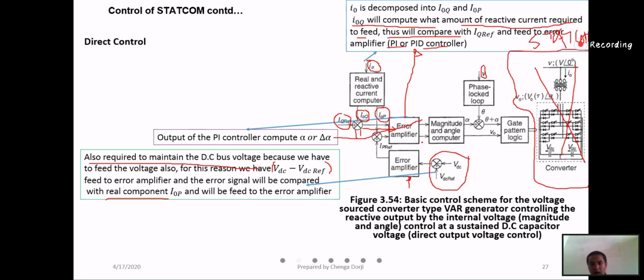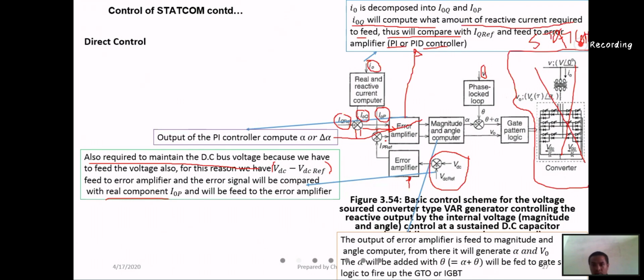Then the output of this error amplifier is fed to the magnitude and angle computer. From there it will generate this alpha and VO: the firing angle alpha, and the output voltage VO. Then this alpha will be added with the output of the phase lock loop, theta. This is fed to the gate logic pattern, which is given to the gate signal logic to fire up the GTO or IGBT used in this converter. So this is how direct control is done in case of STATCOM.